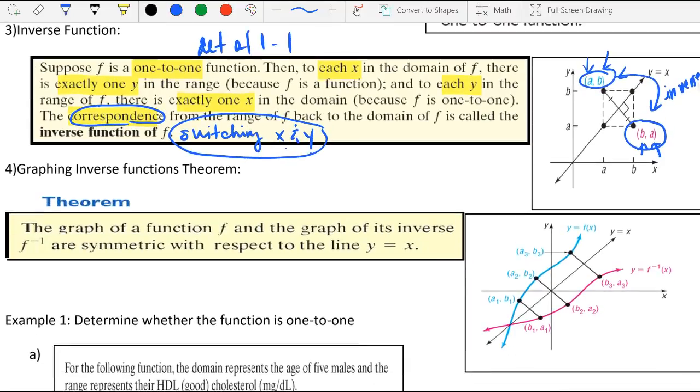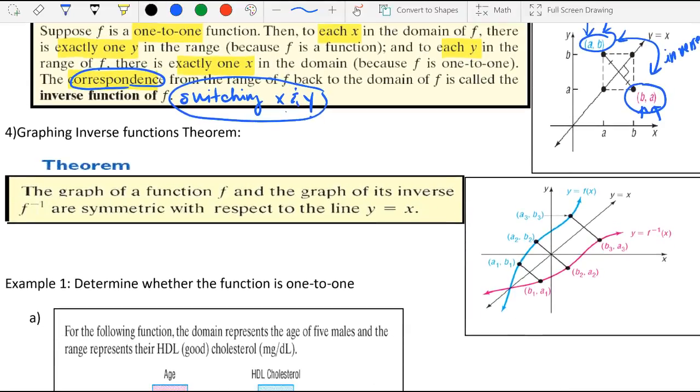Now, the graphing inverse functions theorem. The graph of a function f and the graph of its inverse are symmetric with respect to the line y equals x. As for notation, the inverse of f is written f to the -1 power. When you see this, it means the inverse function of f. See this line right here? That's the line y equals x.